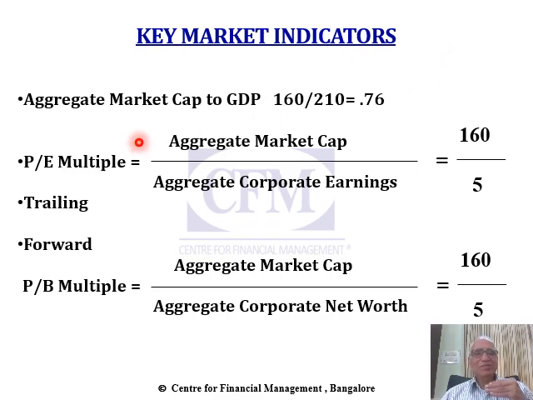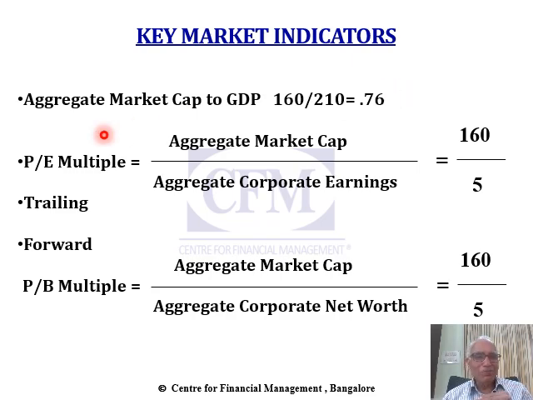Aggregate PE multiple is defined as aggregate market cap divided by aggregate corporate earnings. Here we look at earnings of all companies listed on the exchanges and add them. For example, if earnings of Reliance are 50,000 crore rupees, earnings of TCS are 35,000 crore rupees, and so forth, we add all the earnings and we get aggregate corporate earnings, just the way we have aggregate market cap, which is the sum of the market cap of all companies listed on the exchanges. If Reliance has a market cap of 13 lakh crores, TCS has a market cap of 11 lakh crores, and so on, all those numbers are added to get the aggregate market cap.